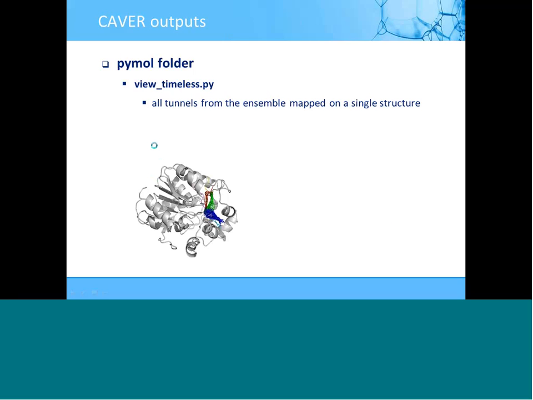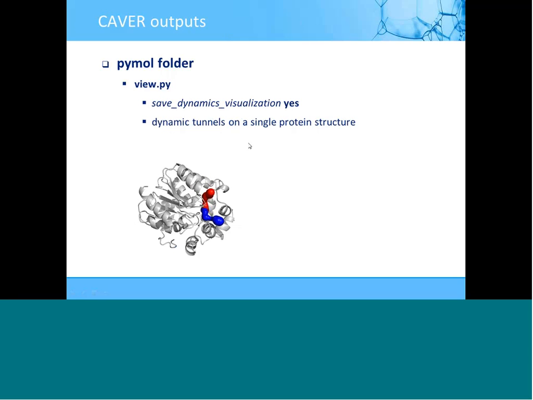Now coming to the second folder you will have as a result from Caver, this is PyMOL. Running the generated script you will find there will provide you with the visualization of the tunnels. So using the view tunnels dot py script, you get all tunnels across all analyzed structures mapped on a single structure, which is very useful for an overview of where the tunnels are in the different structures all together and to compare them. It's also good for the clustering setup, but we will get to that later.